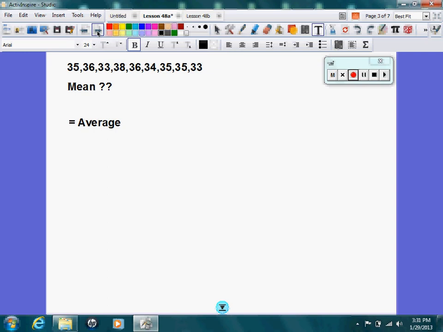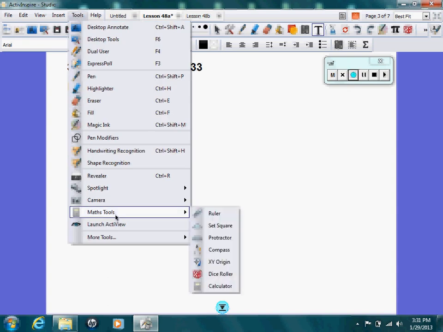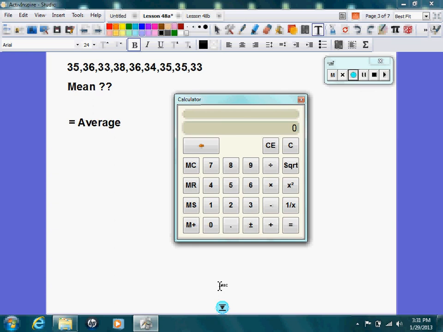So here's a group of numbers, 35, 36, and so forth. We could simply add all those together. I think there are 9 numbers there. Let me get a calculator out, and we'll add them together: 35 plus 36 plus 33 plus 38 plus 36 plus 34 plus 35 plus 35 again plus 33. That should be equal to 615.